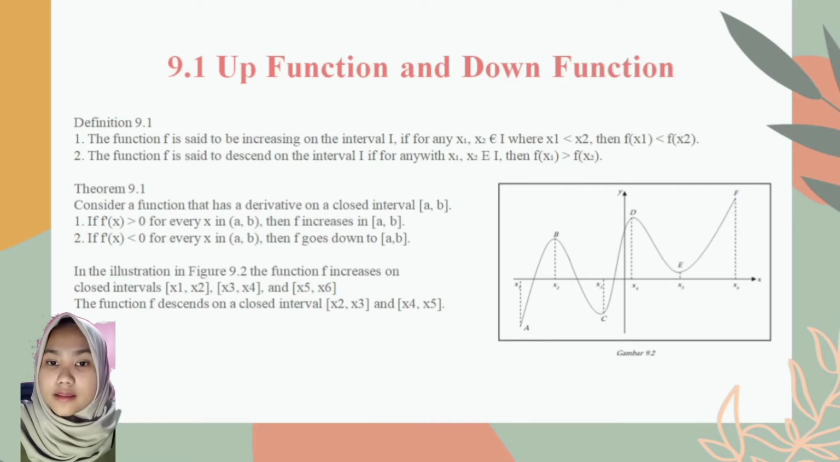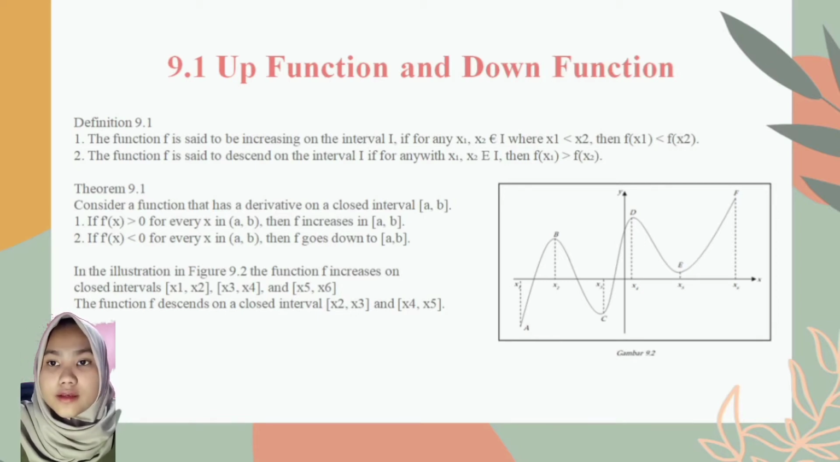Okay, first, 9.1, increasing and decreasing functions. Definition 9.1. 1. The function f is said to be increasing on the interval I if for any x1, x2 in the interval where x1 is smaller than x2, then f(x1) is smaller than f(x2). 2. The function f is said to be decreasing on the interval I if for any x1, x2 in the interval, then f(x1) is greater than f(x2).